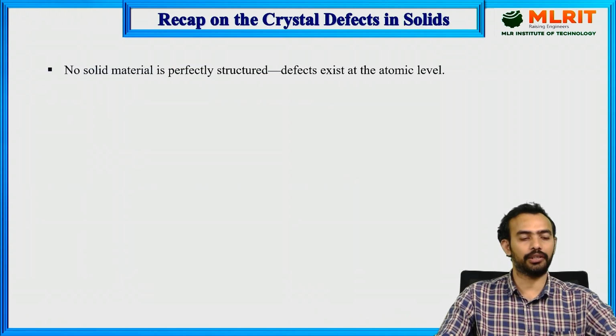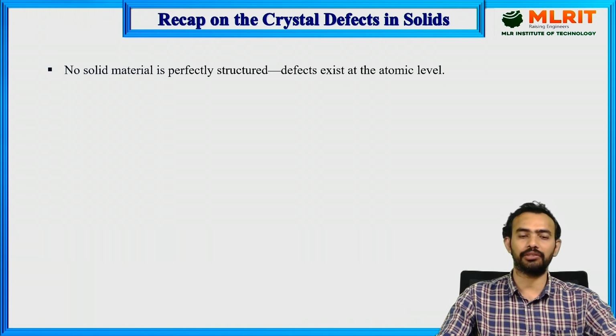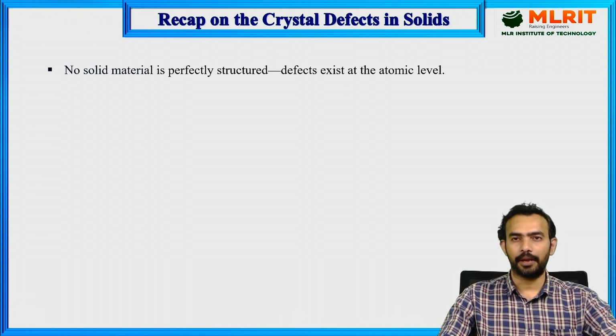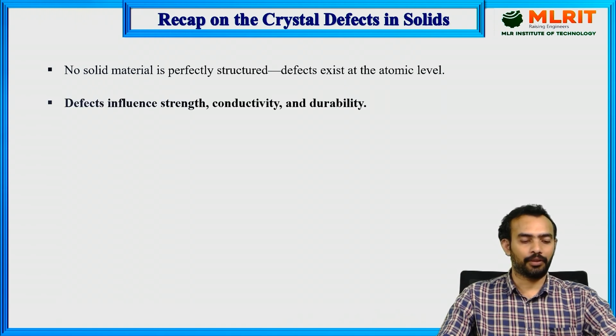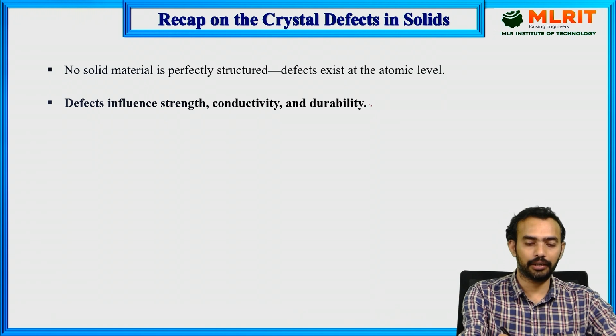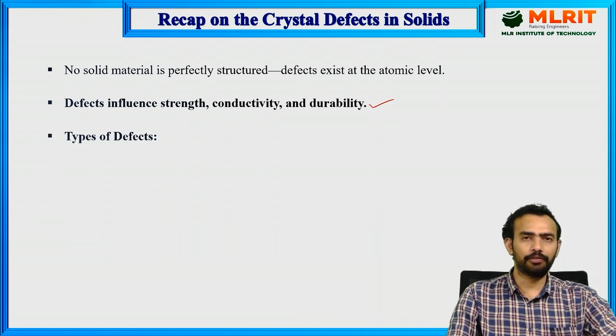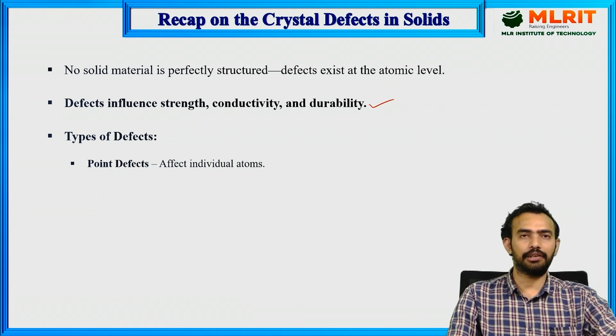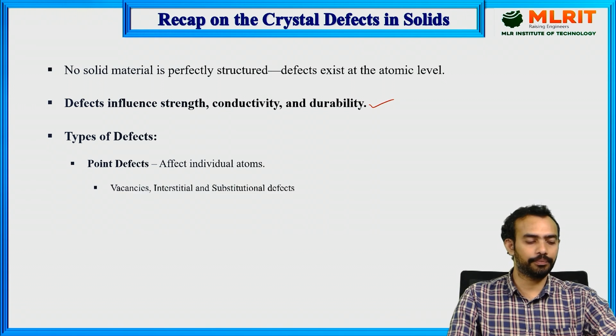We have quoted this: no solid material is perfectly structured. That means all materials are observed with a certain level of defects. So defects exist at the atomic level. These defects mainly influence strength, conductivity, and durability. The type of defects we have discussed so far are point defects, which affect individual atoms, so that is a zero-dimensional level.